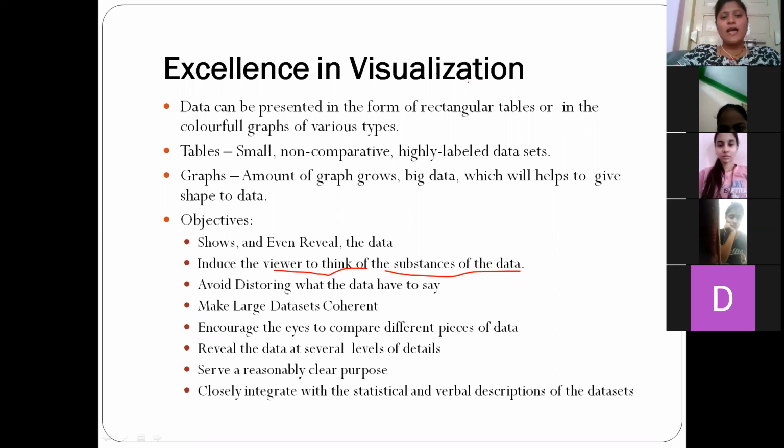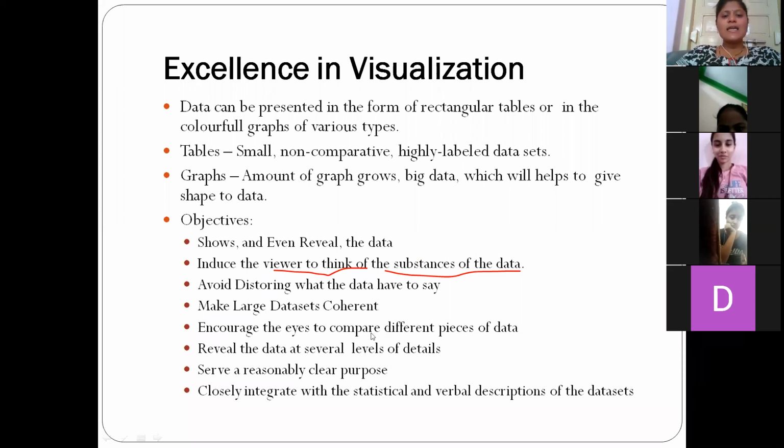What format of the graph has to be used and how it should be visualized, that is the second objective. Third is to avoid distorting what the data have to say. You have to avoid hiding the truths. Whatever the information about the data is, that should be presented here.